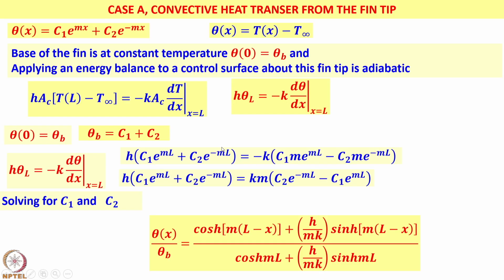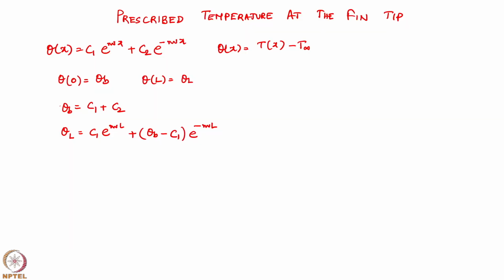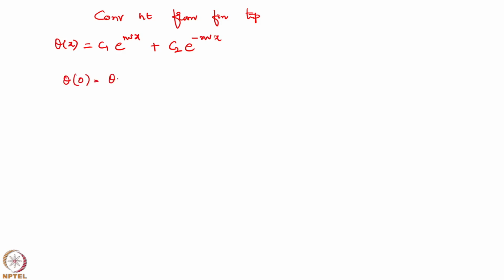So if convective heat transfer is there from the fin tip, you have theta of x equal to C1 e to the power of mx plus C2 e to the power of minus mx, and theta at x equal to 0 is theta b. Let me remind you, theta of x is nothing but T of x minus T infinity.